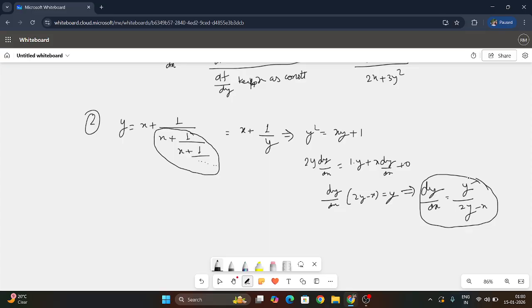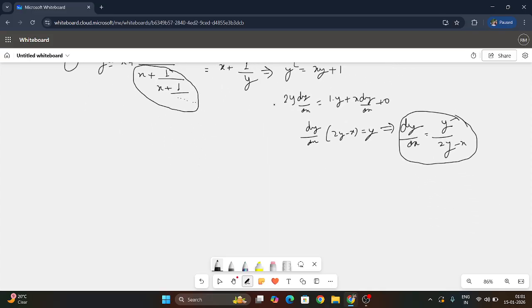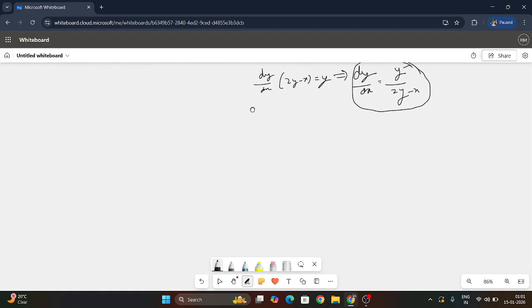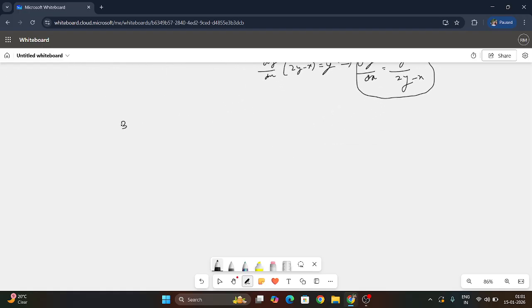Okay, let's talk about the next problem. The next problem that I am taking is the third one, and the problem is y is equal to root of sin x plus root of sin x plus root of sin x and up to infinite terms. Okay, so we have to find the dy by dx of this given expression. Let's find the dy by dx.